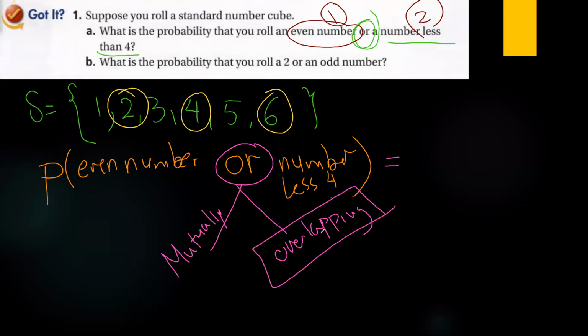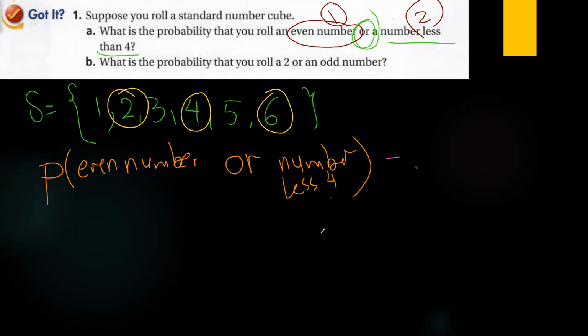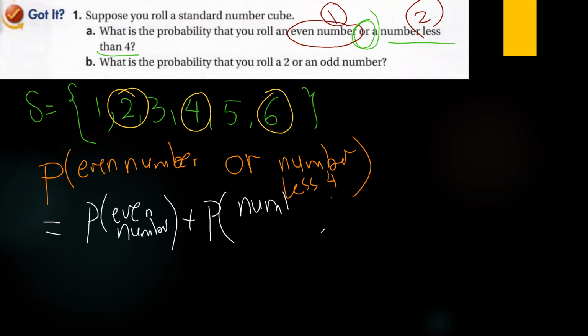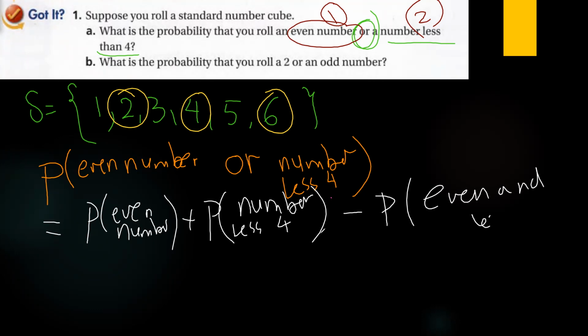So what will the formula be? The answer will be the probability of an even number plus the probability of a number less than 4 minus the probability of even and less than 4.